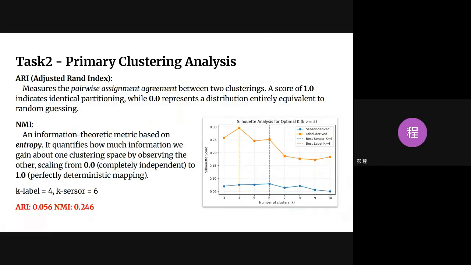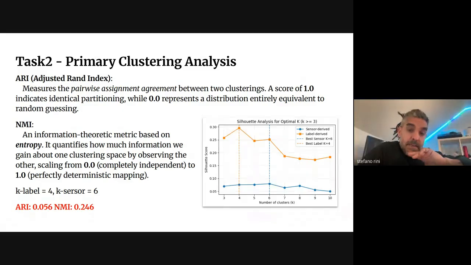So we use the silhouette analysis to find the K. You have to choose the K for the sensor driven and the label driven views. For the sensor driven, we pick K equal to 6, and for the label driven, we pick 4. But there's not much difference for the sensor, right? Interesting.